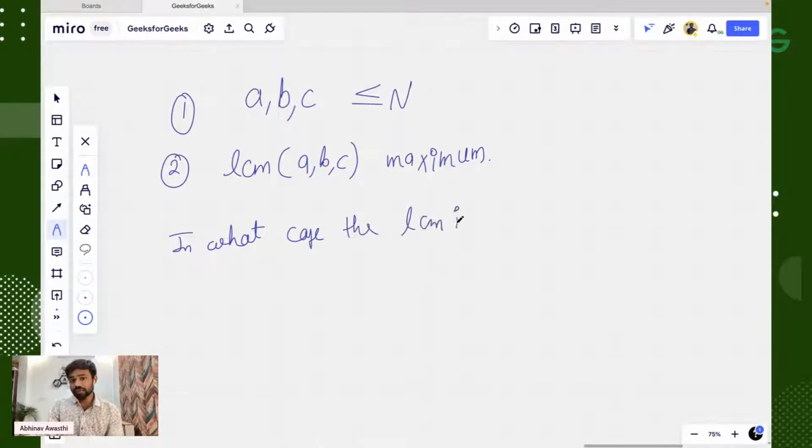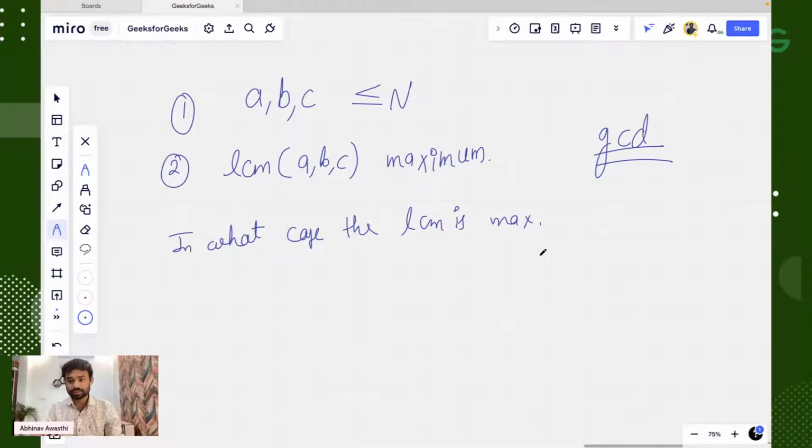Now, in what case is the LCM maximum? Because LCM and GCD, which is greatest common divisor, are inversely proportional to each other, if we want maximum LCM, we will target minimum GCD of these three numbers. Exactly, Vishal, you got it. LCM is equal to A into B by GCD. Since A, B, and C are fixed, we want the LCM to be maximized, so we have to minimize the value of GCD.